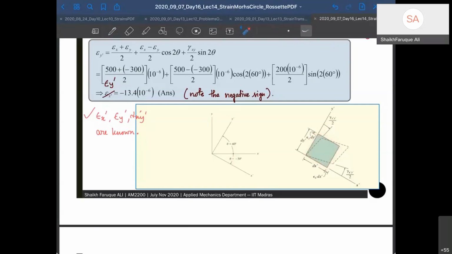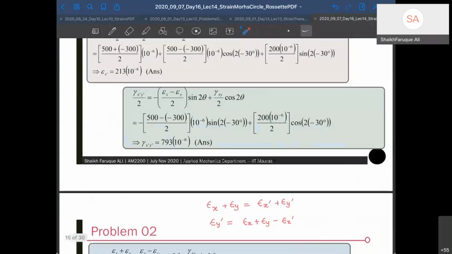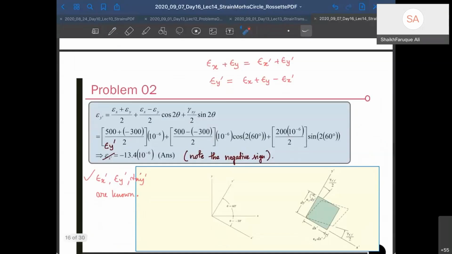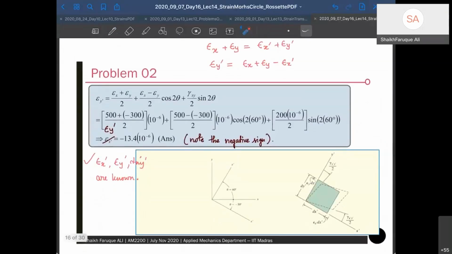Once the element is drawn, I have to give the deformed configuration to it. And we know the deformed configuration, epsilon x dash is positive, so it's going to elongate like this. Gamma xy is positive, you see. That means along the x-axis, it is going anti-clockwise, and along the y-axis, it's going clockwise, right? So I'll write that also here.